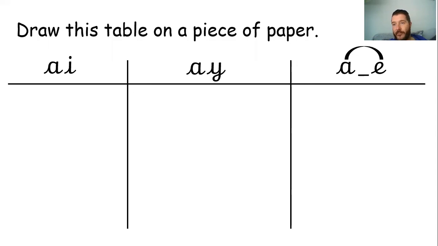Rain. Snail in the rain. So where would that go? Rain. Okay, let's check. So rain is going to go AI. R-A-N. R-A-I-N. Give yourself a tick if you got that spelt right and in the right place.